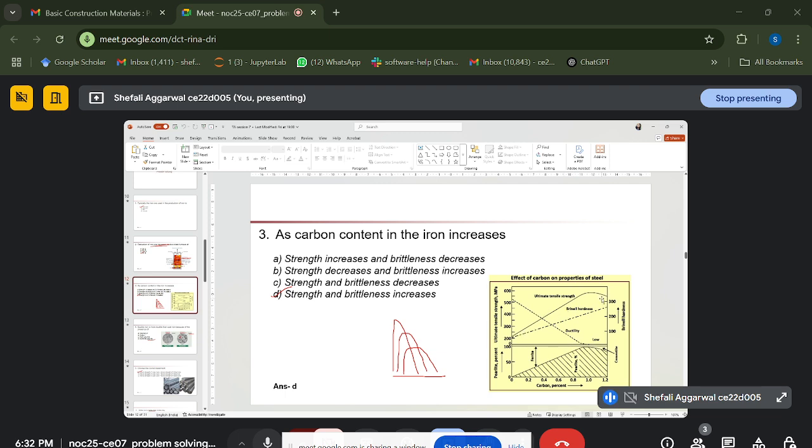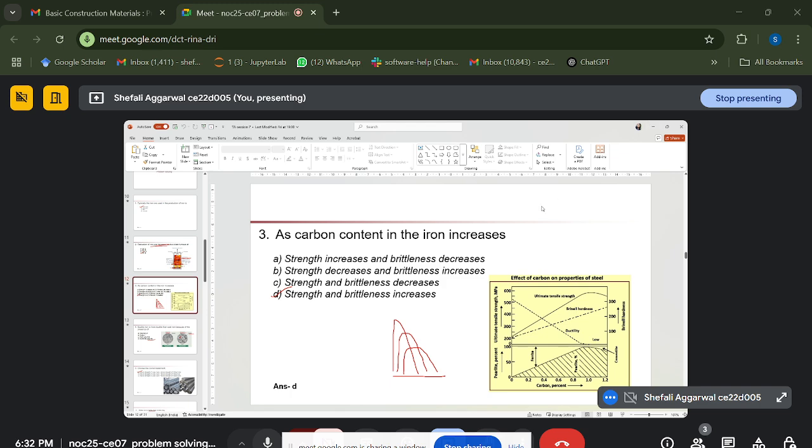Ma'am, in the assignment I said it is true, but the answer they kept is false. Adding carbon to iron reduces ductility and hardness and increases strength. It is true, right, ma'am? No, no, the hardness is increasing. In your question, it was given that hardness and ductility are both reducing, but hardness will increase. Okay, thank you, ma'am, for rectifying.